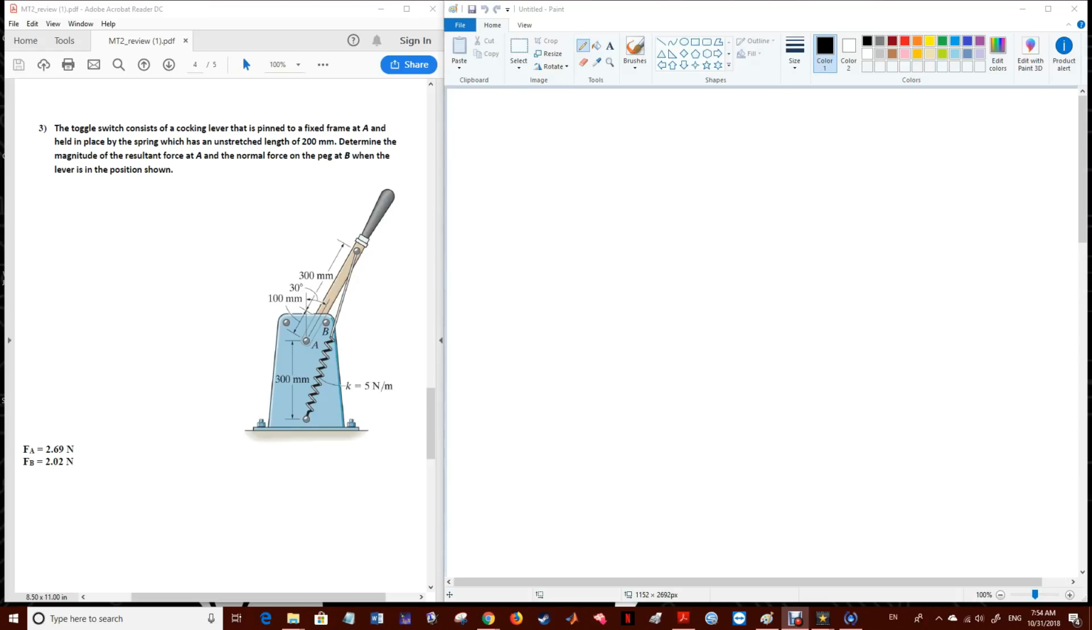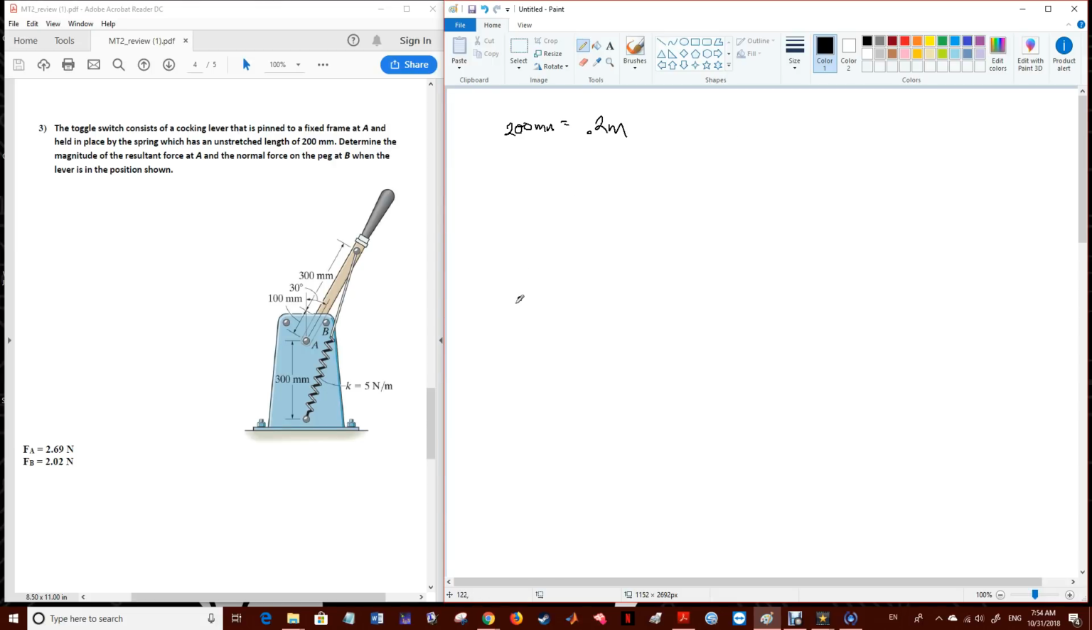Problem 3 reads, the toggle switch consists of a cocking lever that is pinned to a fixed frame at A and held in place by a spring that has an unstretched length of 200 millimeters, which is equal to 0.2 meters. Determine the magnitude of the resulting force at A and the normal force on the peg B when the lever is in the position shown. So we have a lot of information here to dissect.